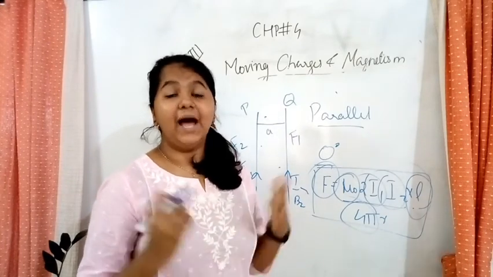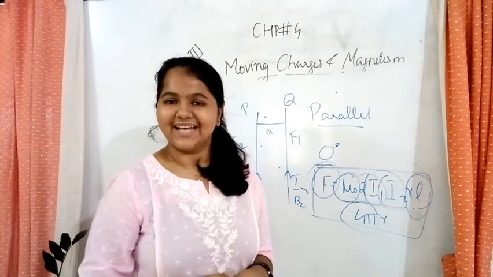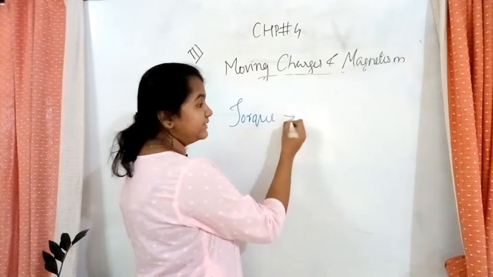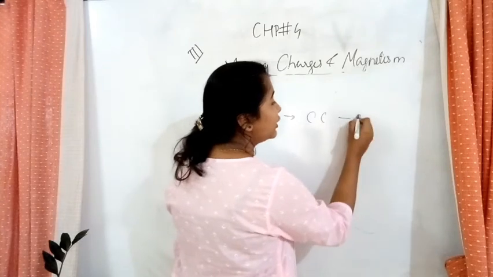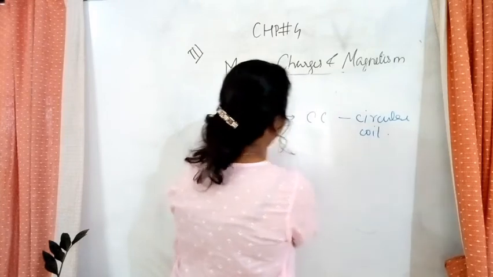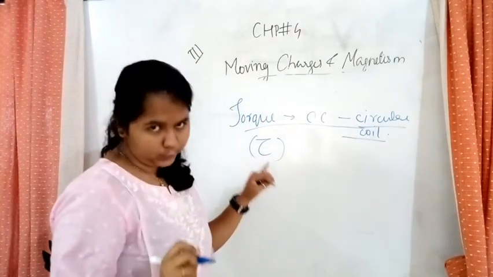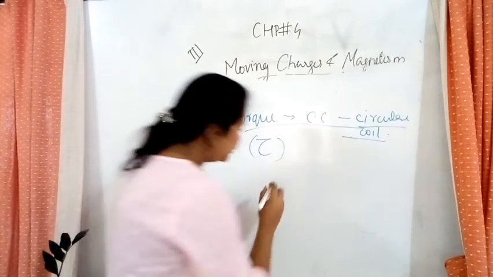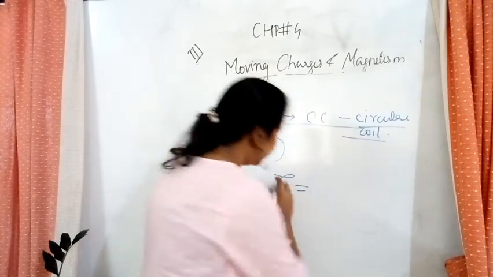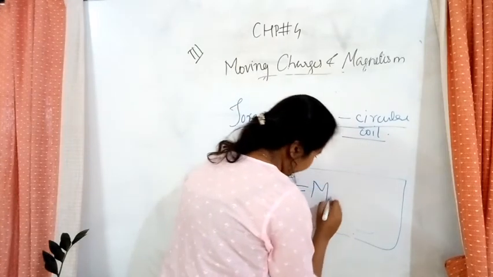Now let's see the applications of torque on these conductors. Torque experienced by a current carrying circular coil is what we are going to learn right now. So torque is represented as τ. Let's see the equation. There is an equation that we have to learn by heart. So τ is equal to m into B.